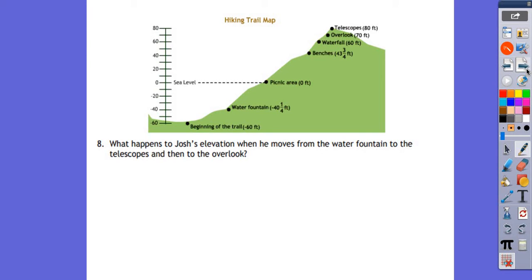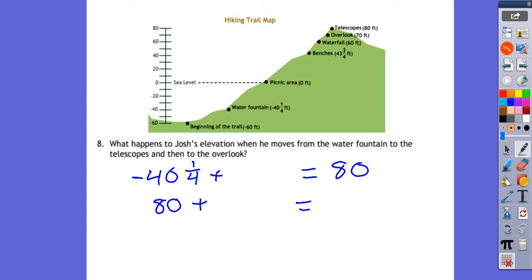Where's the water fountain? Negative 40 and 1/4. And goes to the telescope. Where's the telescope? 80 feet. So is it a positive or a negative going to be added? A positive. Then he goes from the telescope, which was 80, and ends up at the overlook. Where is the overlook? 70.